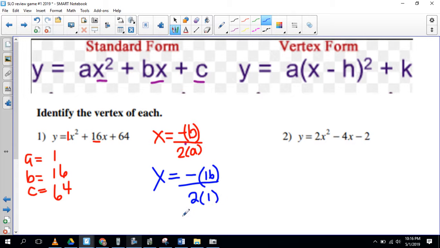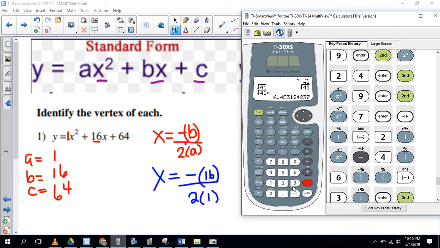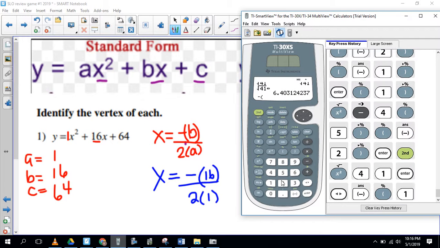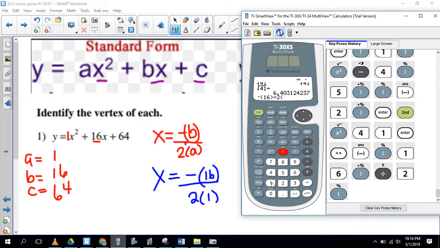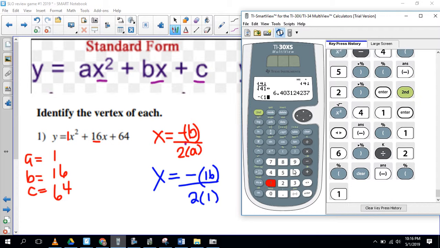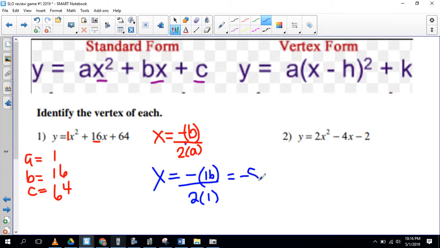And if we put that in our calculators, we would do negative, parentheses, 16, divided by 2, parentheses, well, let me clear it out. Negative, parentheses, 16. I'm going to use the n over d button. 2, parentheses, 1. Enter. And that should give us negative 8. So negative 8 is going to be our x.